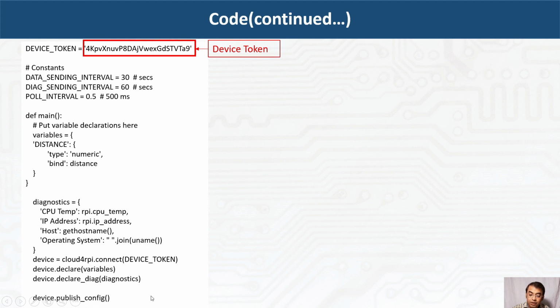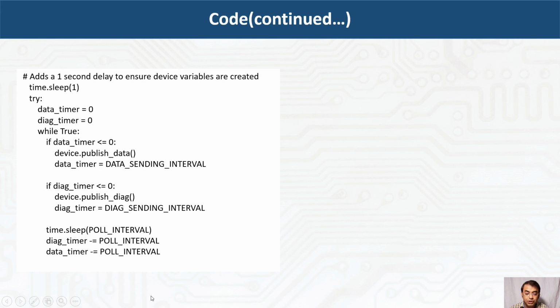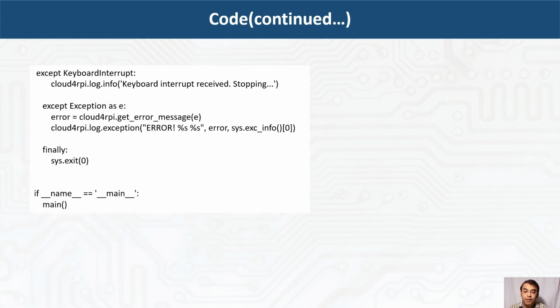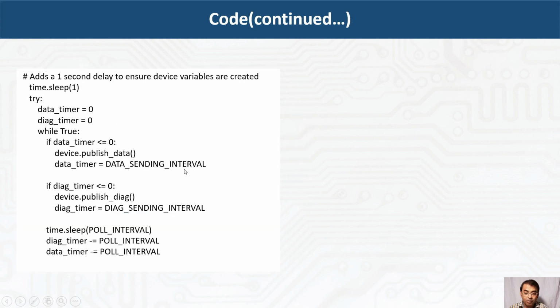Then you configure the device dot publish, and guys, as I already told you, the publish-subscribe protocol is MQTT. So device dot publish data means publishing data, and then after that device dot publish diag, so also mentioning the sending interval. I guess this is all about the code.